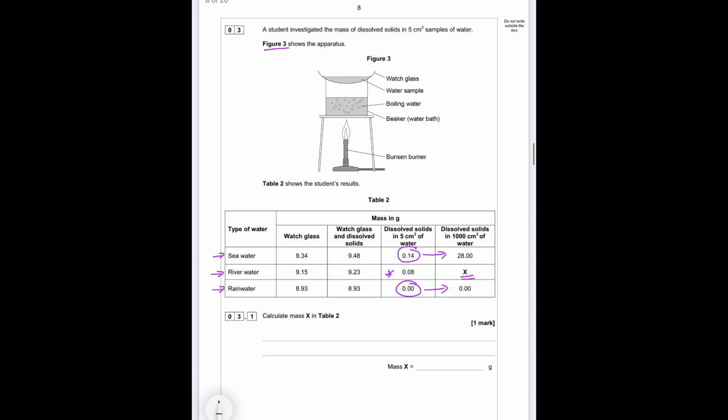Now, to work out how many times more 1,000 centimeters cubed is compared to 5 centimeters cubed, if we do 1,000 divided by 5, that gives us 200. So 1,000 is 200 times more than 5 centimeters cubed. Therefore, we would do the mass in 5 centimeters cubed, which is 0.08 grams, times 200, and that gives us an answer of 16 grams. So there would be 16 grams of our solid in the river water with 1,000 centimeters cubed.